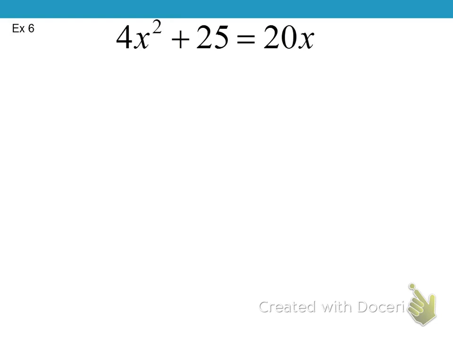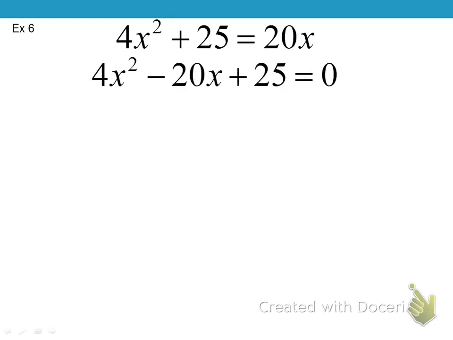Yeah, I need to subtract 20x. Now, where should I write the 20x? Yeah, we want it to go x squared, x, regular numbers. So I'm going to subtract it, and I'm going to sneak it right up in the middle. That way I can factor using MA.